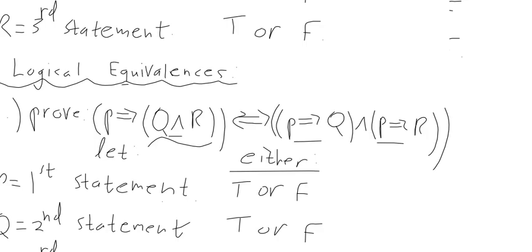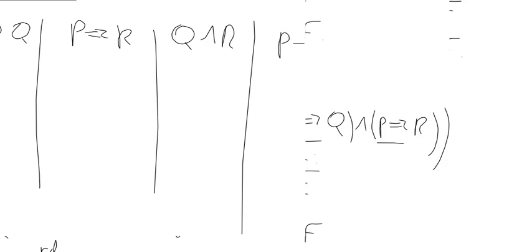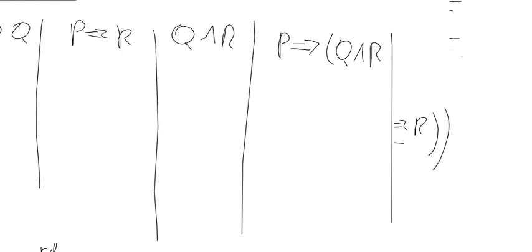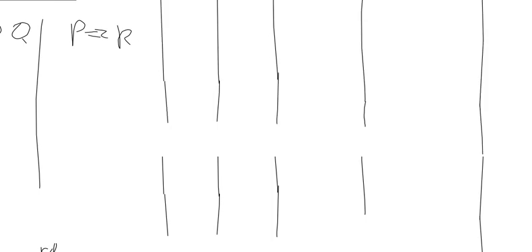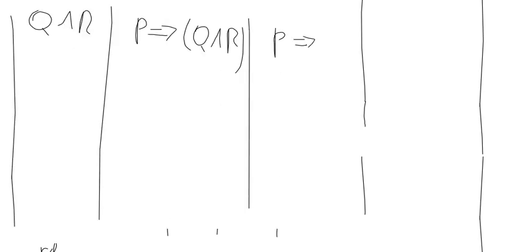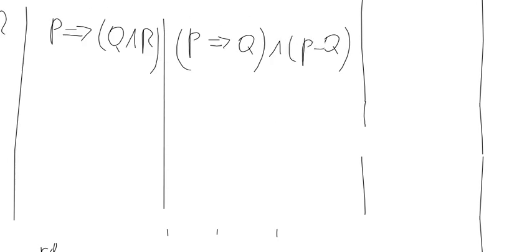After that, we have to figure out what P implies Q and R is. So P implies Q and R. We also need to figure out what P implies Q and P implies R is. P implies Q and P implies R.